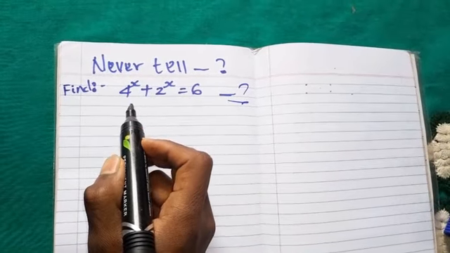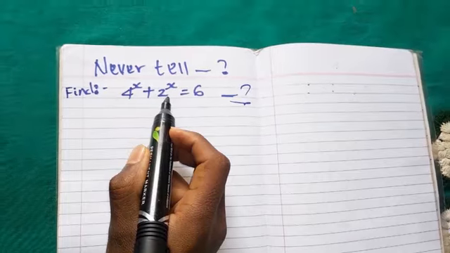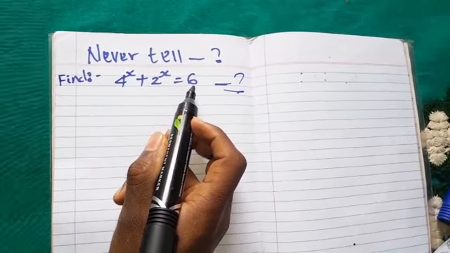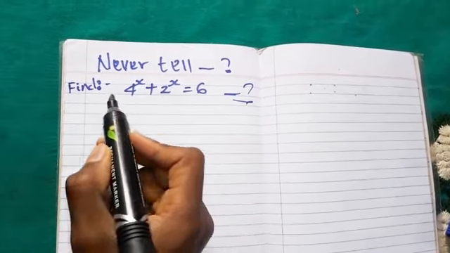The question is 4 to the power of x plus 2 to the power of x is equal to 6. This is our question today. Then let's solve it.